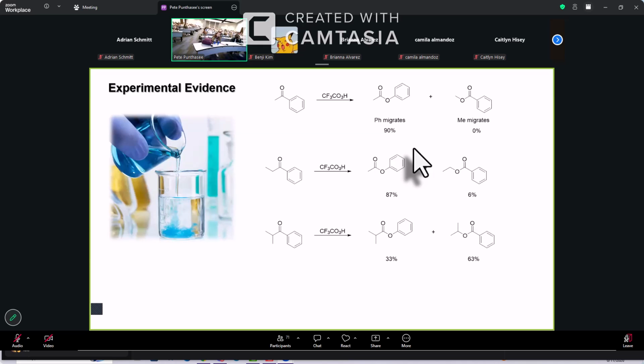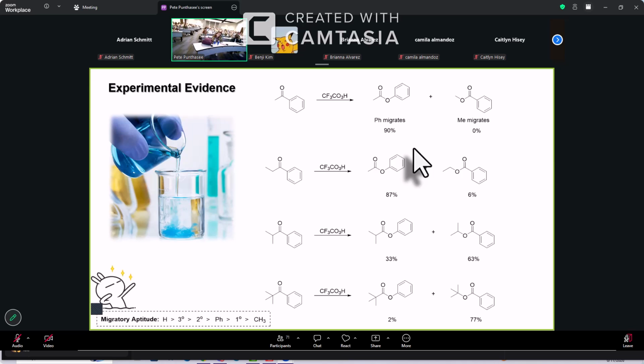Next one. Tertiary. Guess who is faster, if you have to guess. Tertiary. This is migratory aptitude.